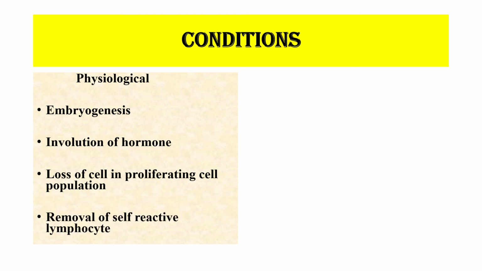Next, we'll come to removal of self-reactive lymphocytes. If self-reactive lymphocytes are there, what will happen? They will create an autoimmunity in our body, right? So these few points are taken care of by apoptosis.